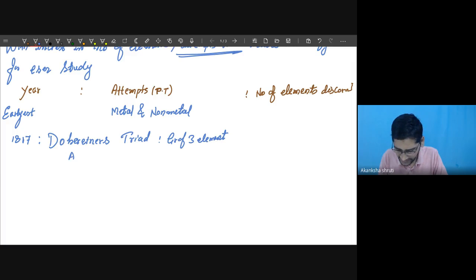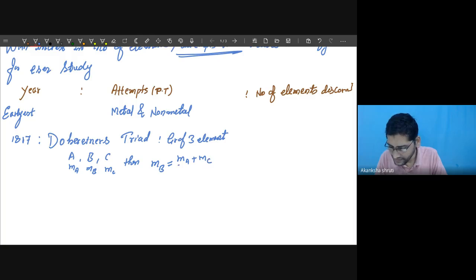Say if you consider A, B, C as the elements with their atomic masses Ma, Mb, Mc, then according to Dobereiner's triad, the mass of B was the average of the masses of A and C. So Ma plus Mc by 2. At this time, only 30 elements were present, and he was able to successfully determine only 3 to 4 triads. Only about 10 elements were following this relation.